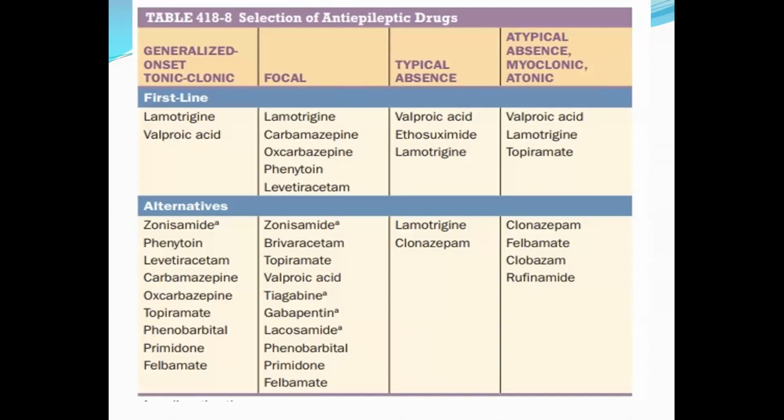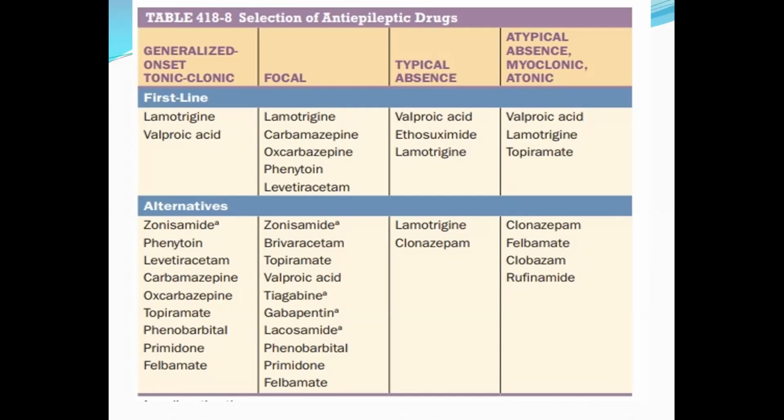For example, in generalized onset tonic-clonic seizures, the first line drugs used are lamotrigine and valproic acid. The alternatives which may be used are phenytoin, carbamazepine, oxcarbazepine, topiramate, phenobarbital, felbamate, etc. For focal seizures, the first line drugs used are lamotrigine, carbamazepine, oxcarbazepine, phenytoin, levetiracetam. The alternative drugs which can be used are topiramate, valproic acid, tiagabine, phenobarbital, primidone, etc.